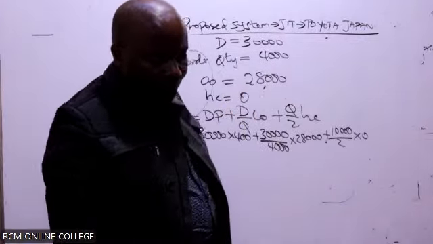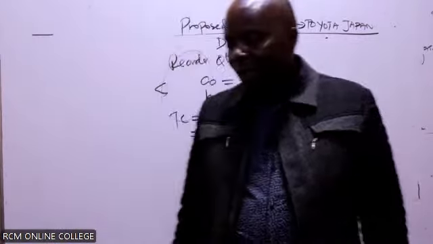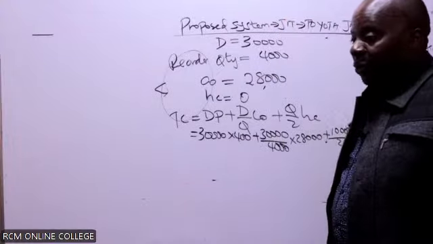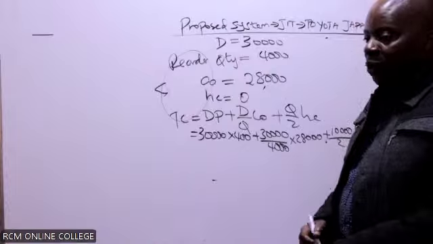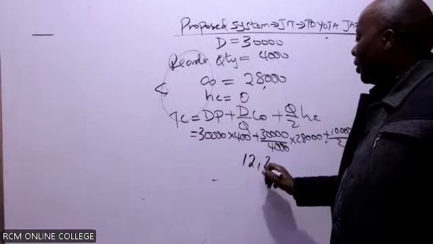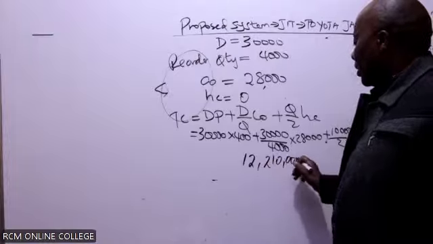So is there somebody who is able to give me this answer? Anybody? So according to Miss Wambua, it is 12,210,000. 12,200 and 10,000, like that.